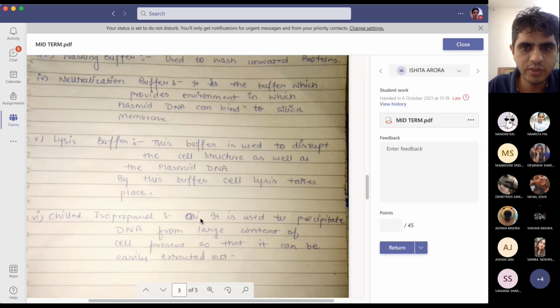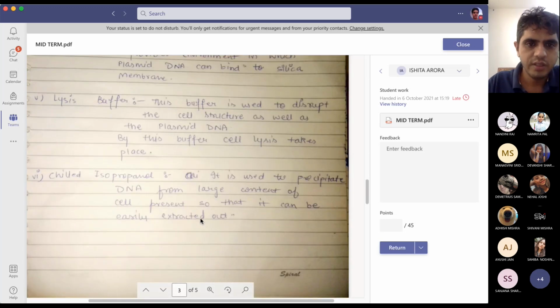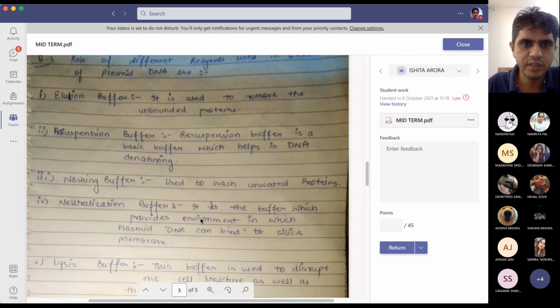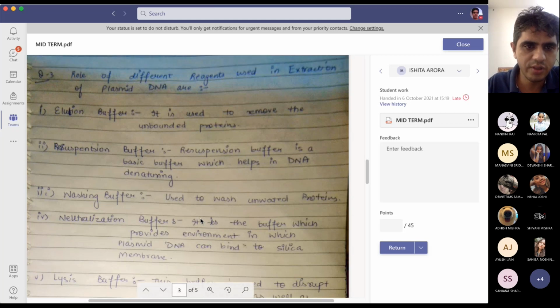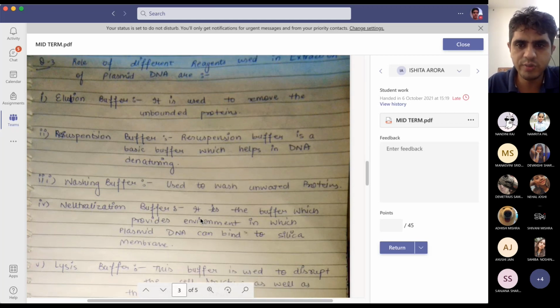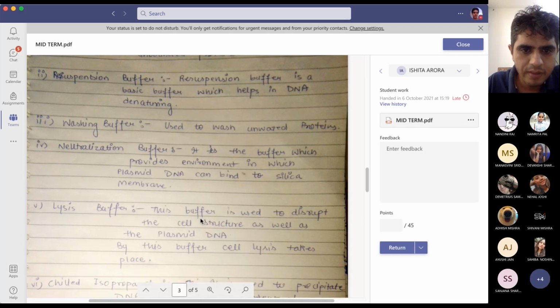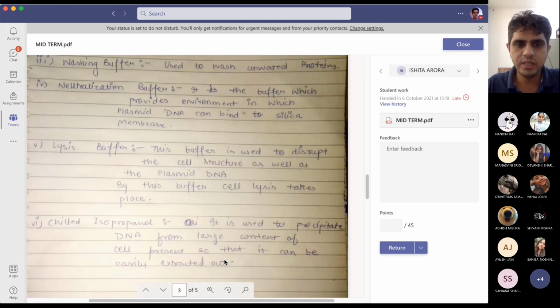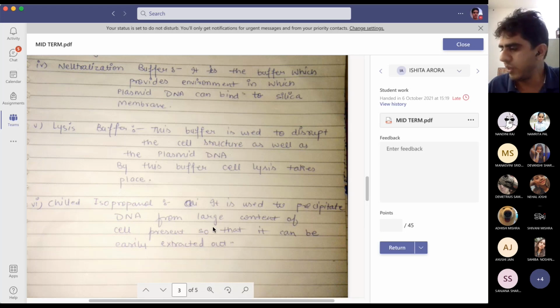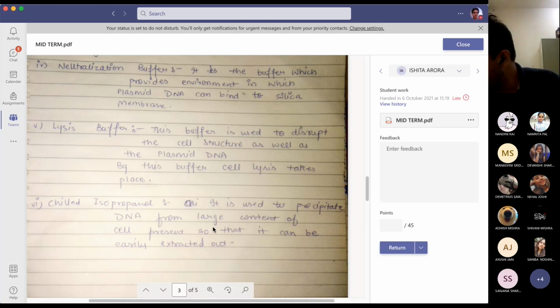Okay, so first thing, you didn't write the composition of the buffers. If you're not writing the composition of the buffers, then you can't say which reagent you are referring to. So what is the washing buffer? How does it remove the unwanted protein? What is the neutralization buffer? What medium, what environment is it going to provide you? And lysis buffer disrupts the cell structure. So what component of the lysis buffer is going to disrupt the structure? Okay, so just 1 mark for this. I think it should be 0, but 1. 3.5, 3.5, 1.